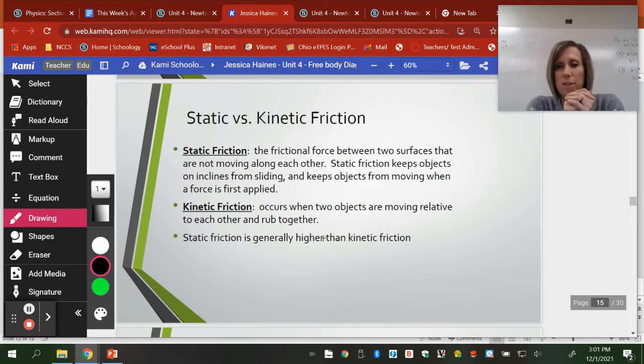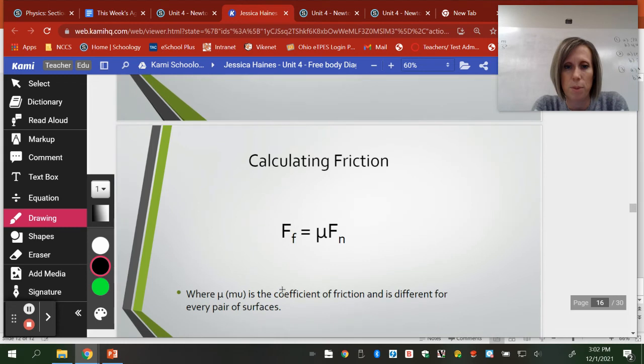Just understand that static friction generally tends to be larger. Once you can get an object moving, it's a lot less difficult to keep it moving, to overcome friction, than it is to actually get it started in the first place, to get the object moving in the first place.